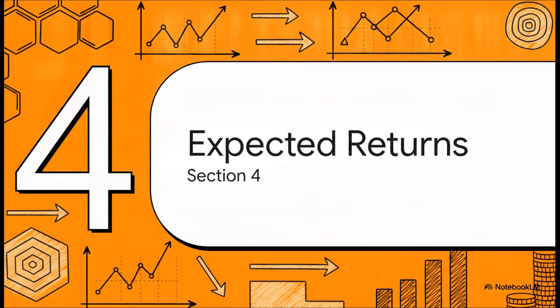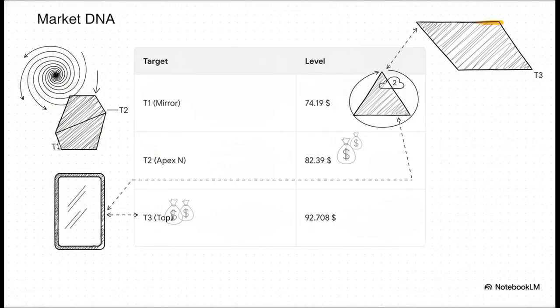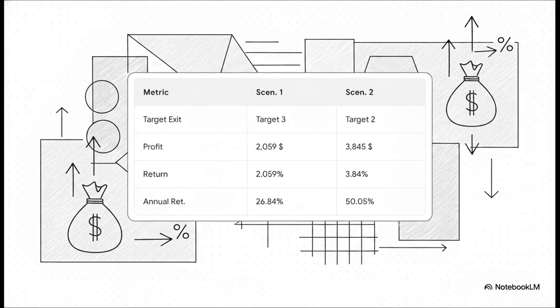That brings us to Section 4, Expected Returns and Scenarios. Here, we have the specific arithmetic price levels designated as system targets. Target 1, which corresponds to the mirror or lower trapezoid, is at $74.19. Target 2, known as Apex N, is at $82.39. And Target 3, the trapezoid top, sits at $92.78.